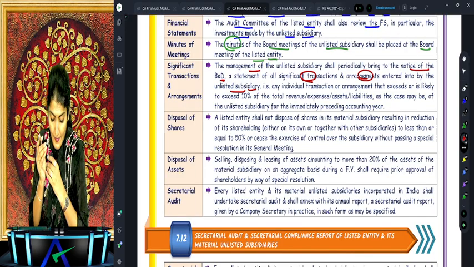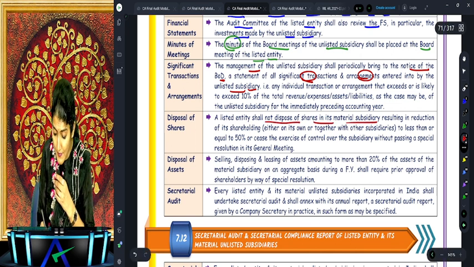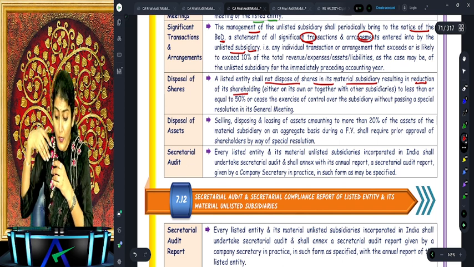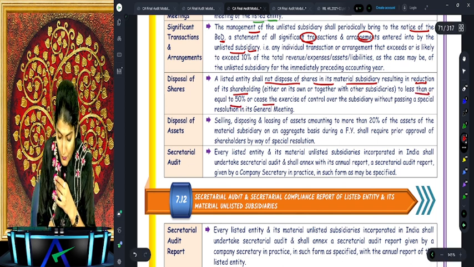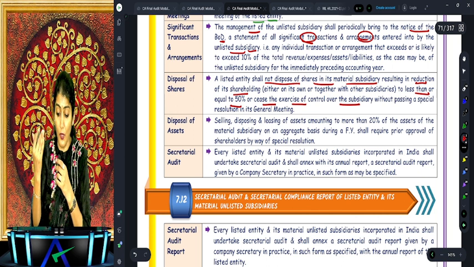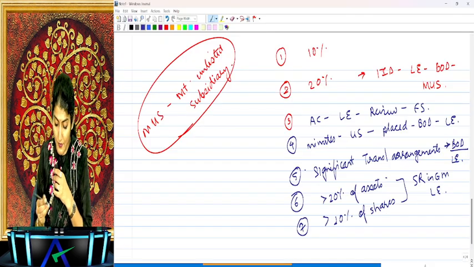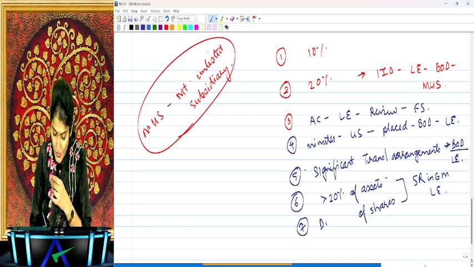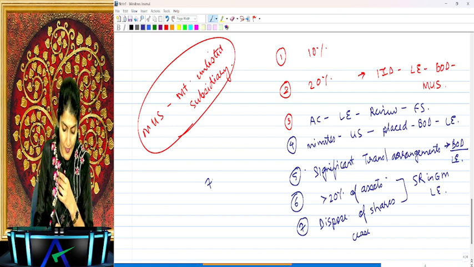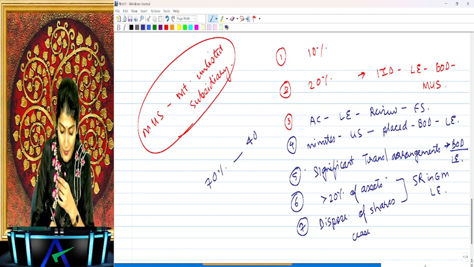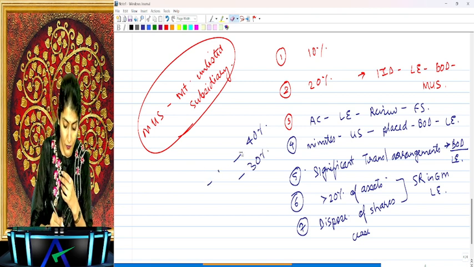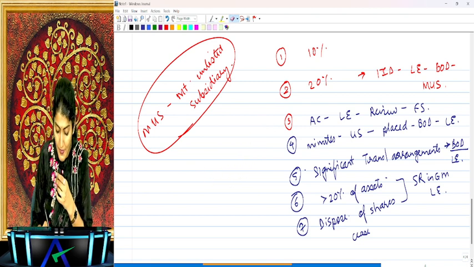Are you understanding that? Yes, it shall not dispose of its shares in the material subsidiary resulting in reduction of its shareholding such that it ceases to be a subsidiary, right? So not to dispose of the shares because of which it will cease to be your subsidiary. So right now you have a 70% stake. If you want to sell a 40% stake, will it continue to be a subsidiary? No, then it will become an associate. Are you understanding that? Then it will become an associate over there.